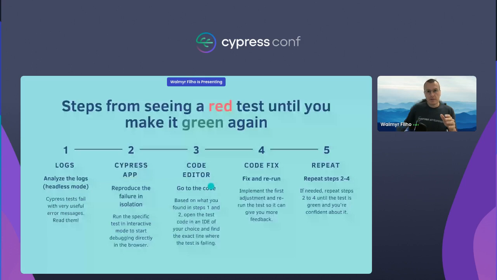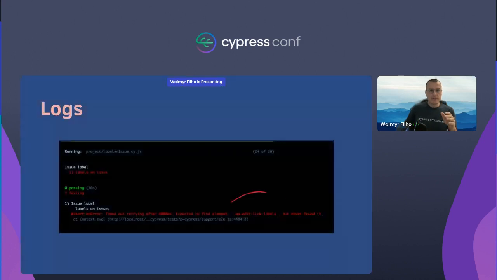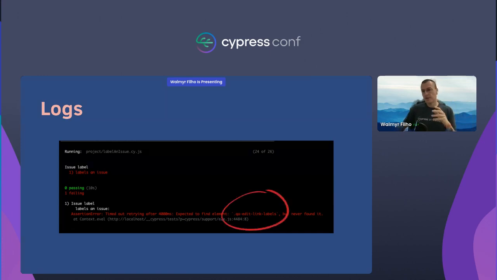So the example I brought here is for this test that labels an issue. So on GitLab, you can create a project. For a project, you can have many issues. For a project, you can have many labels, and then you can put a label on an issue. For instance, that this issue is a bug, or this is a feature request, or whatever you think could be used as a label. So in this case here, we have this task. It's failing with an assertion error. It timed out retrying after 4,000 milliseconds.